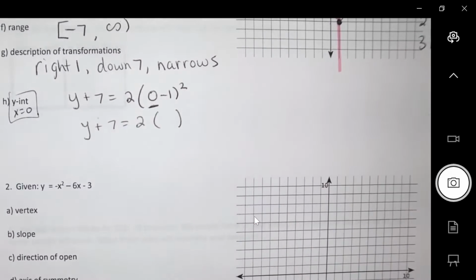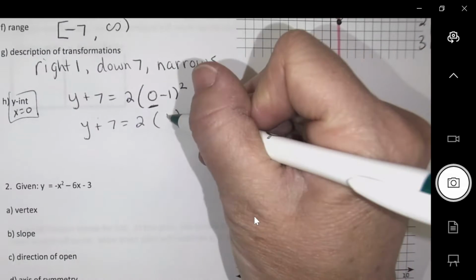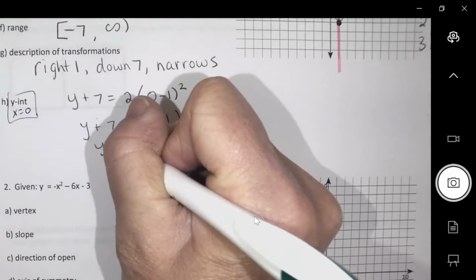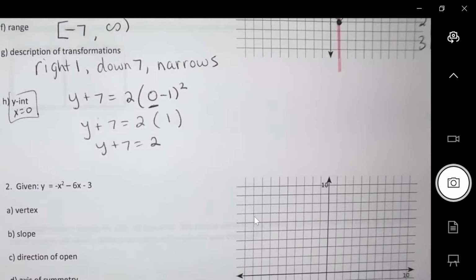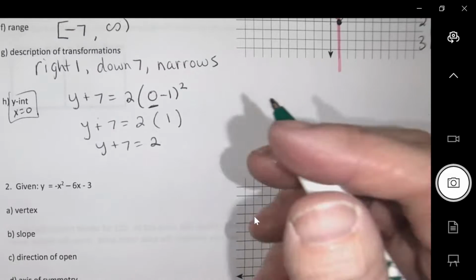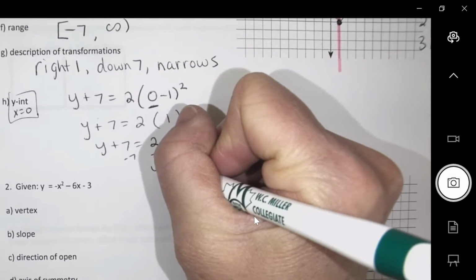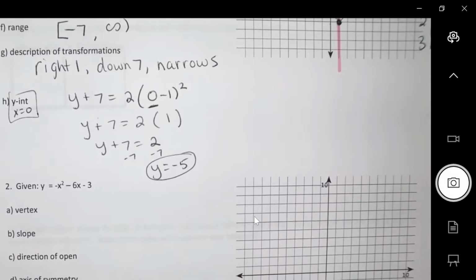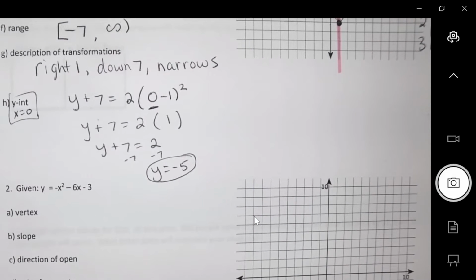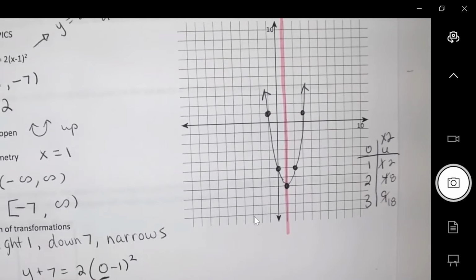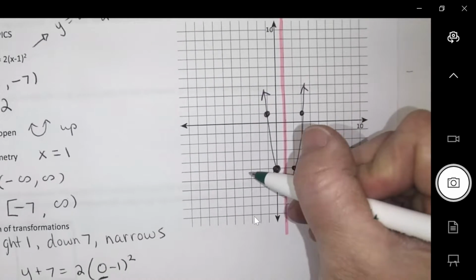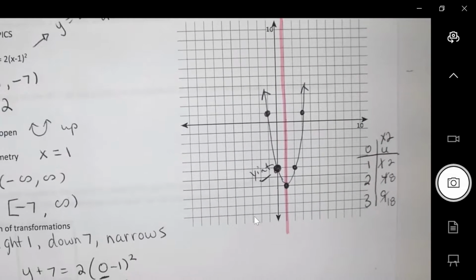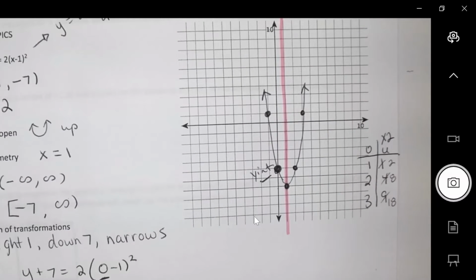2 times, what is -1 squared? 1. 2 times 1 is 2. Now I need to minus 7. So the y-intercept is -5. Does it physically match? What's this y-intercept? Does it look like it's -5?